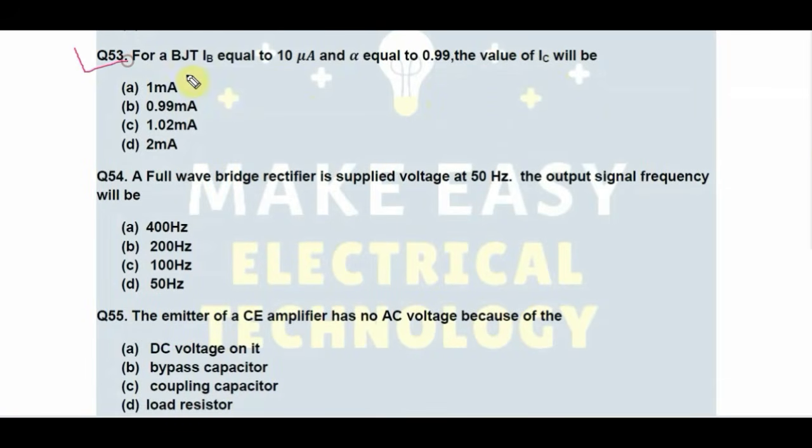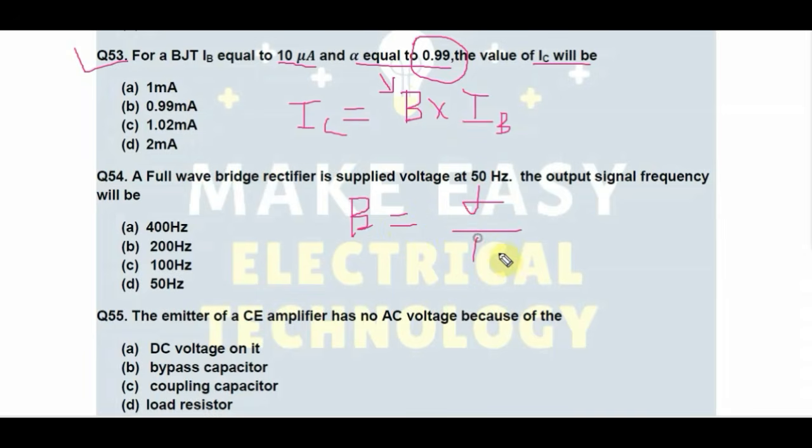Next question, for a BJT, IB equals 10 microampere and alpha is equal to 0.99. The value of IC will be, we know that IC is given by beta into IB, beta into the base current IB. So here you can see that alpha is given. So using the alpha value we will find beta. Then we can find IC. So beta, in terms of alpha, is alpha by 1 minus alpha. So alpha is 0.99.